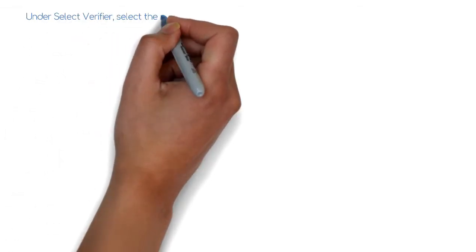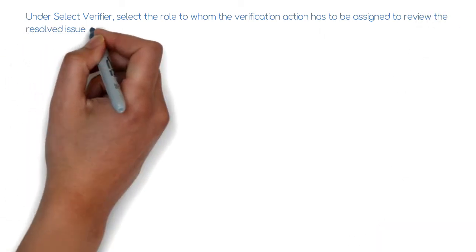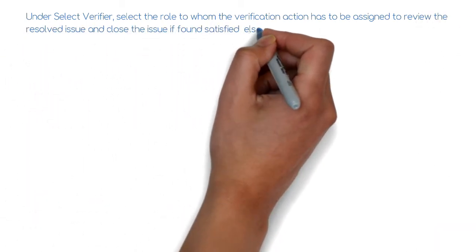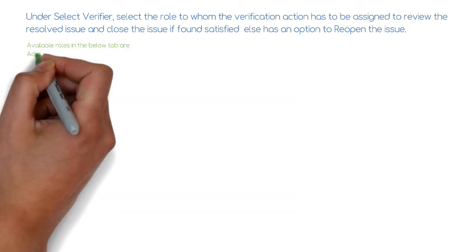Under Select Verifier, select the role to whom the verification action has to be assigned to review the resolved issue and close the issue if found satisfactory, else has an option to reopen the issue.